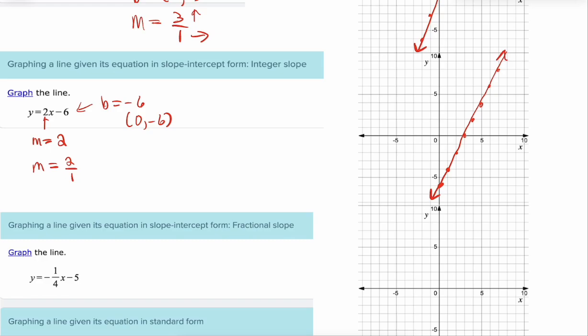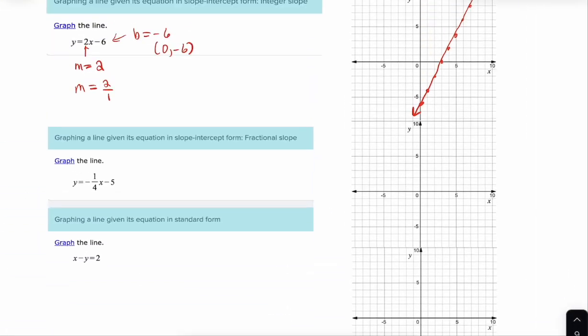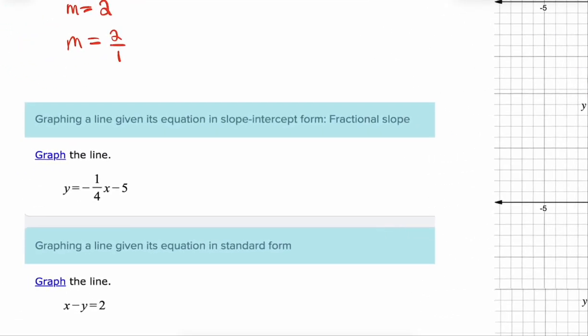And you'll notice that these equations, it's pretty straightforward as to how you're going to graph these. So it's just practice and practice. And you can see we're almost done for today. Let's take a look at two more. This one has a fractional slope. So what's great about a fractional slope is you can visually see that rise and run. So let's take a look at this one.